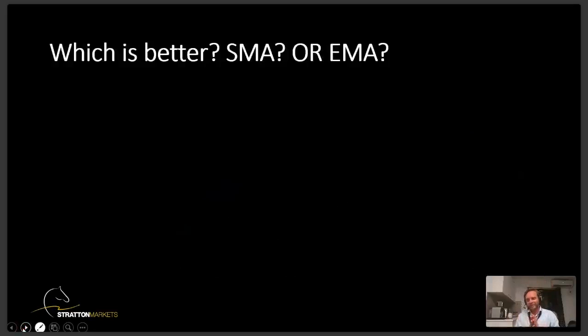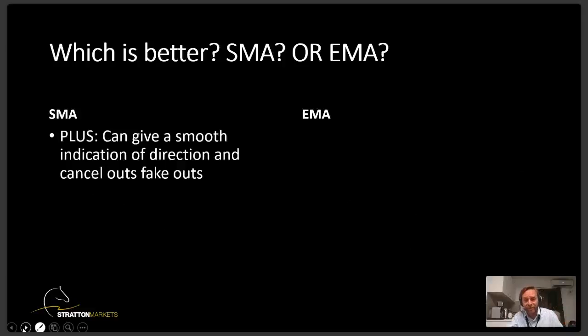So which is better, the simple moving average or the exponential moving average? And again, it really depends on your style of trading. Let's look at and compare the two, the SMA and the EMA. First of all, the plus side. SMA can give a smooth indication of direction, and it cancels fake breakouts because it doesn't focus on more recent trading sessions. It takes the average of the last 10 trading sessions or 20 trading sessions, depending on where you set your SMA parameters.